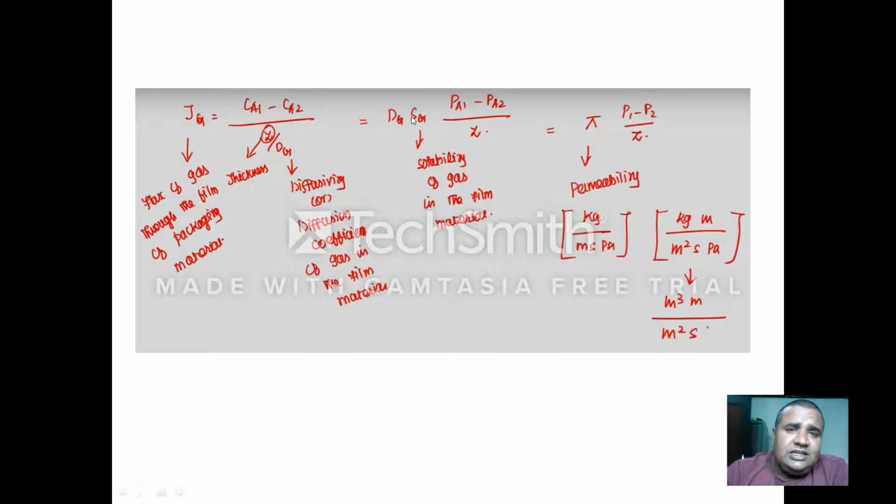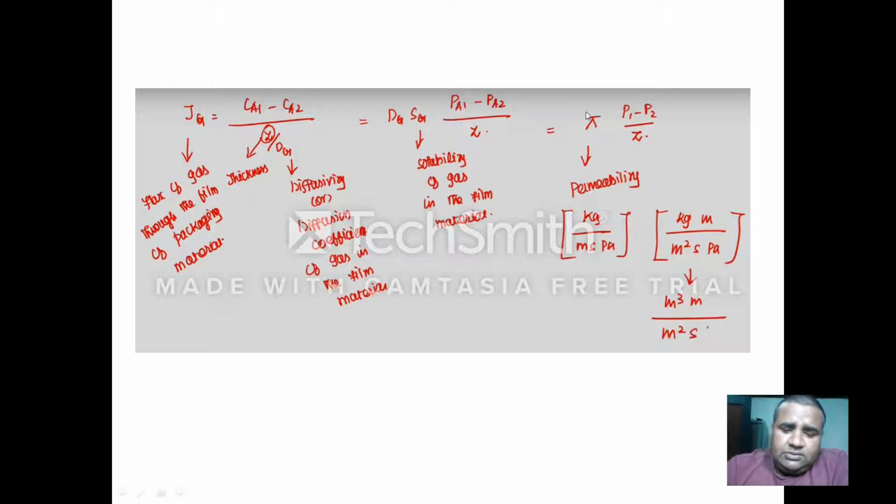Here D is the diffusivity and S is the solubility of the gas inside the film. So the multiplication of D and S, D_G and S_G, or you can say D and S, is known as phi, and it is also known as permeability. In some literature it is also indicated by the term P.